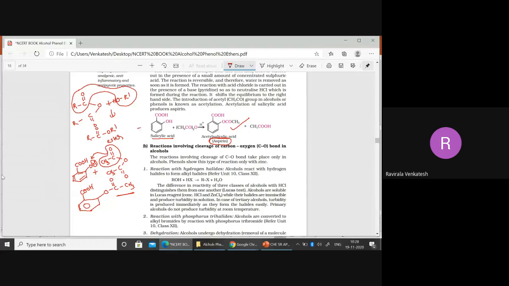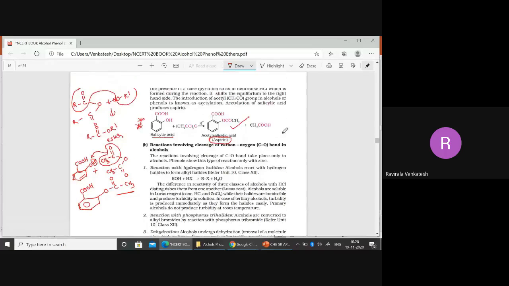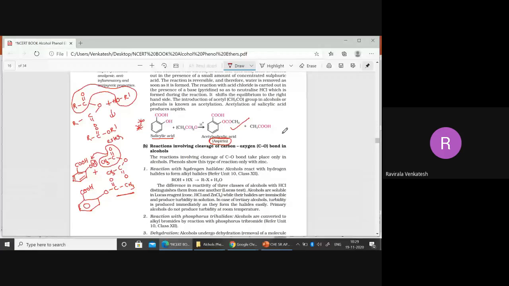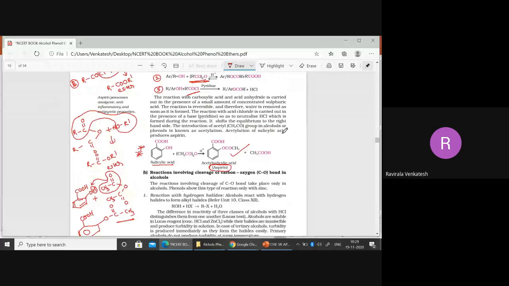The preparation of aspirin is also very important. So how do we get aspirin? Which name reaction is taking place in the preparation of aspirin? Esterification is taking place here. Now, when you take acid anhydrides especially, what do we have to take? Pyridine, because it neutralizes the HCl which is formed during the reaction. So you take pyridine in this case.